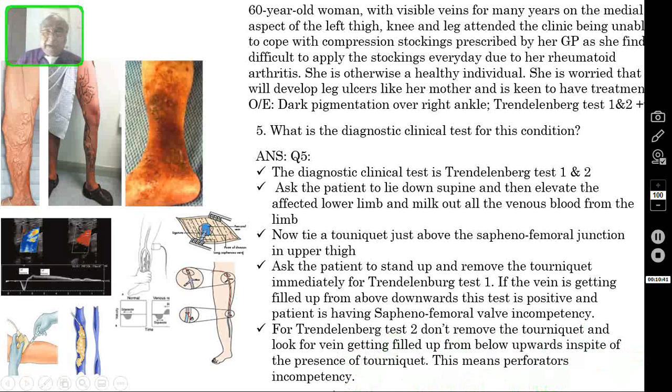Thus, we can make out whether it is because of saphenofemoral valve incompetency, that is Trendelenburg test 1. If it is getting filled up from below upwards, that is Trendelenburg test 2 is positive, and now the perforators are incompetent. Some of the patients may have both 1 and 2 positive, that means both the valves as well as the perforators are incompetent.